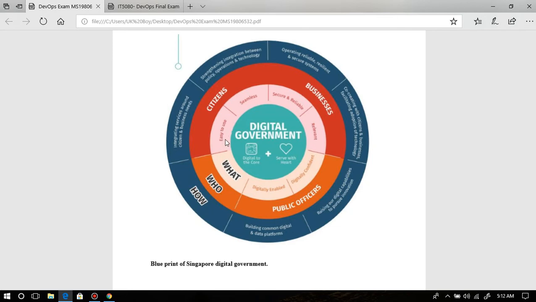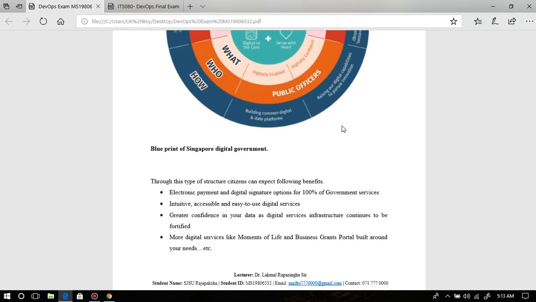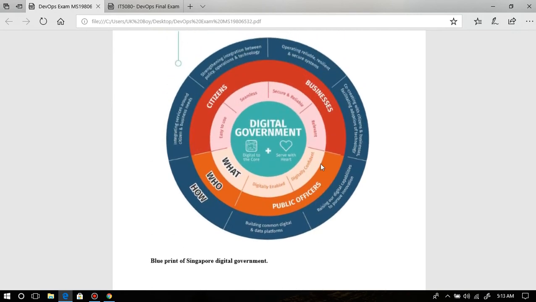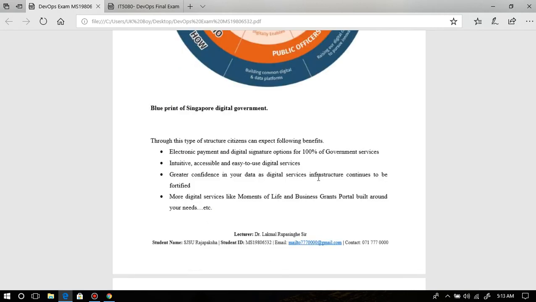These are the benefits: easy to use, seamless, secure and reliable, digitally enabled, things like that. Through this type of structure, citizens and others such as businessmen can expect these types of benefits. I have mentioned them here. Electronic payment and digital signature options for government service.